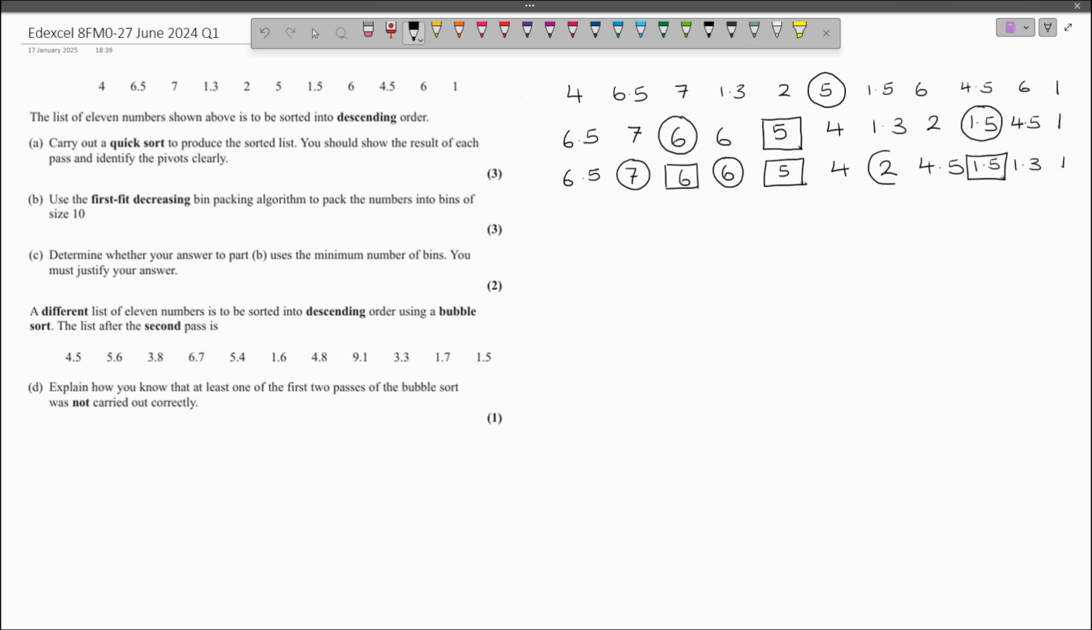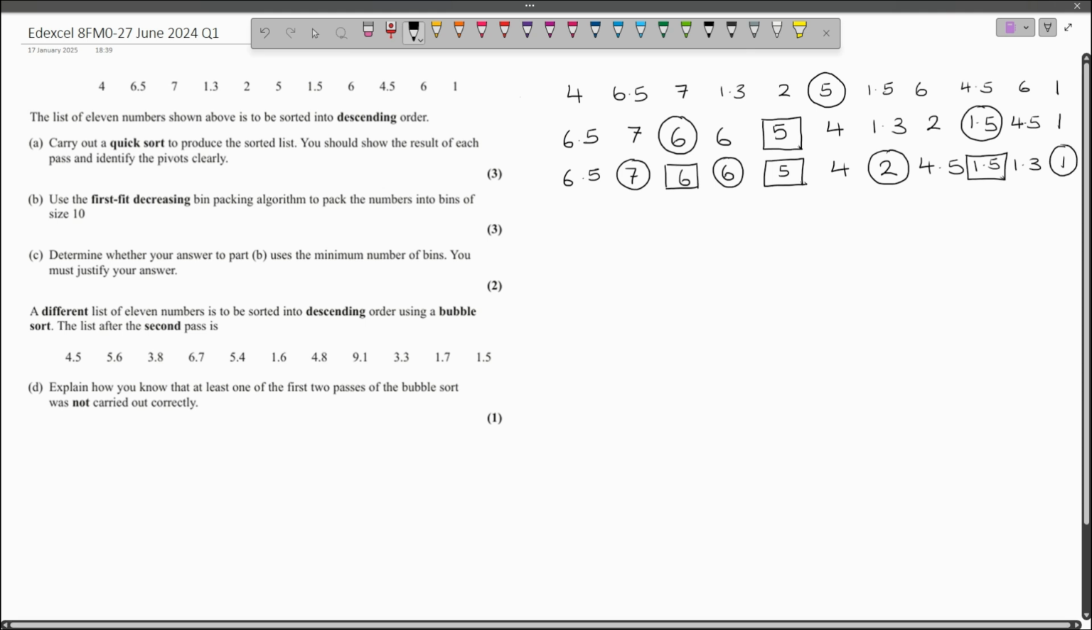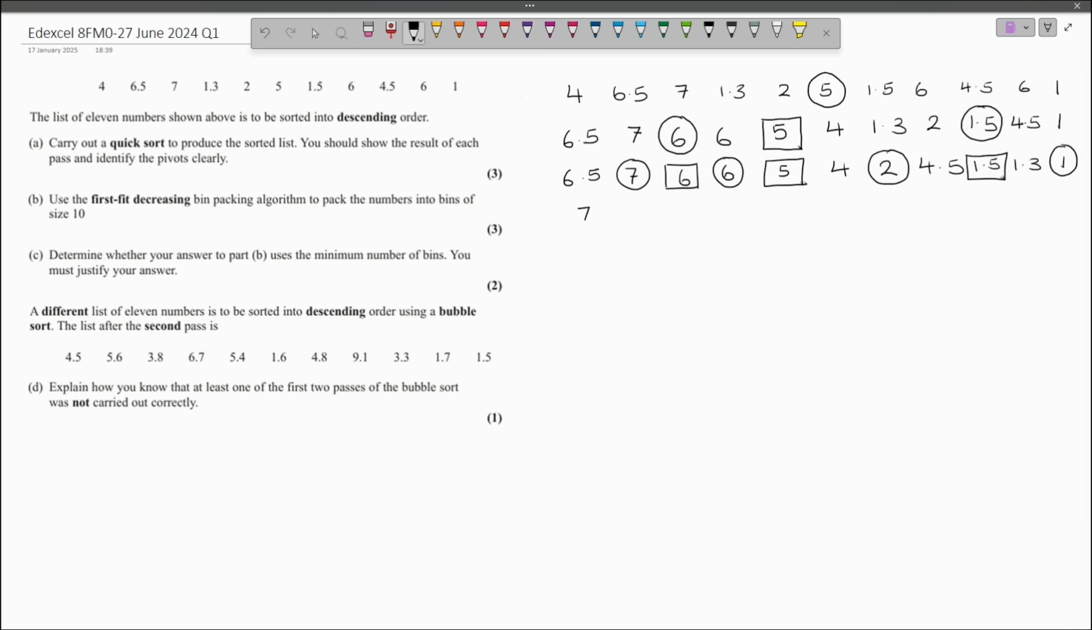2 is going to be a pivot as well. And finally, this 1. So I'm going to do exactly the same process. 6.5 is on the wrong side of 7, so they're going to swap around. So I'm going to get 7 and 6.5. And 7 is now going to get a box around it.